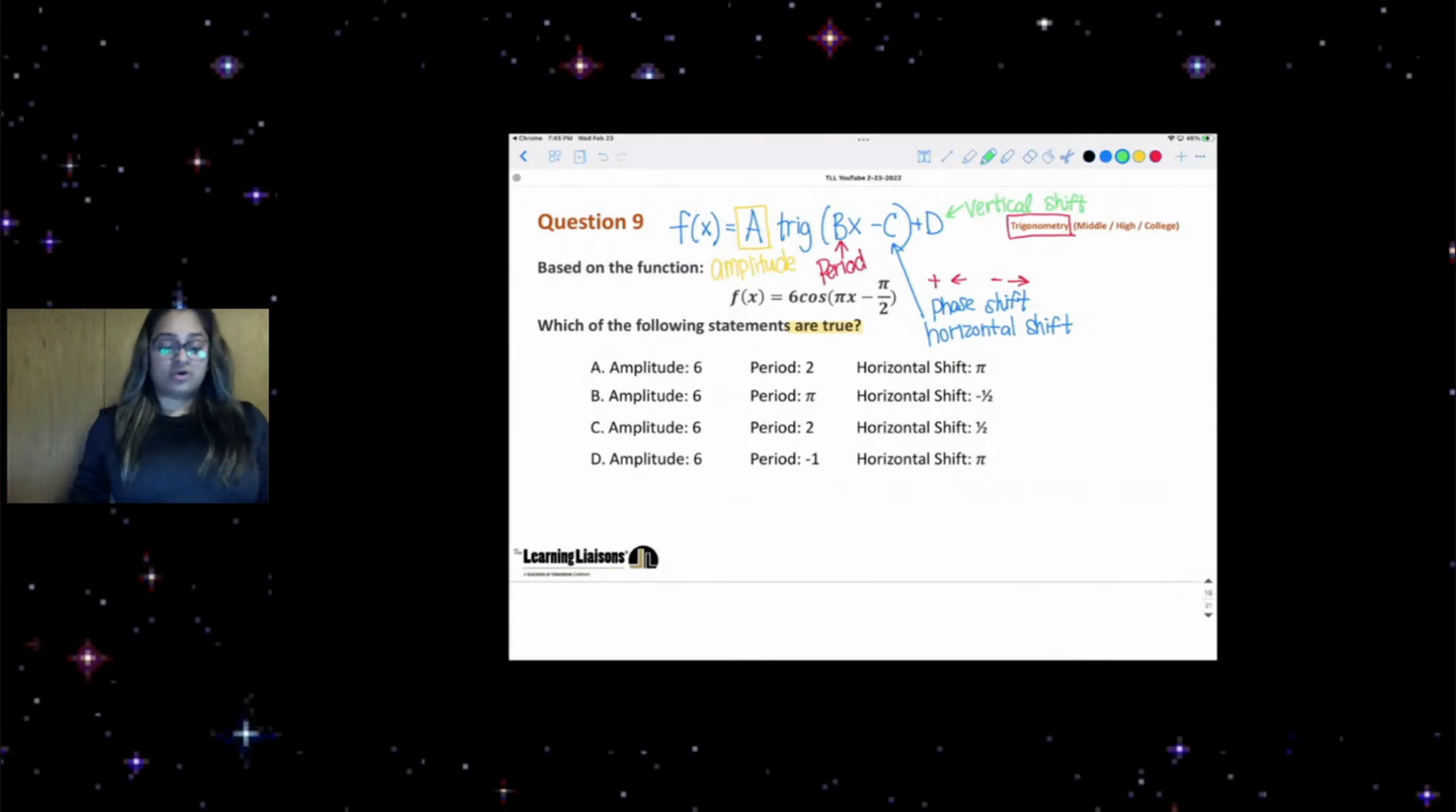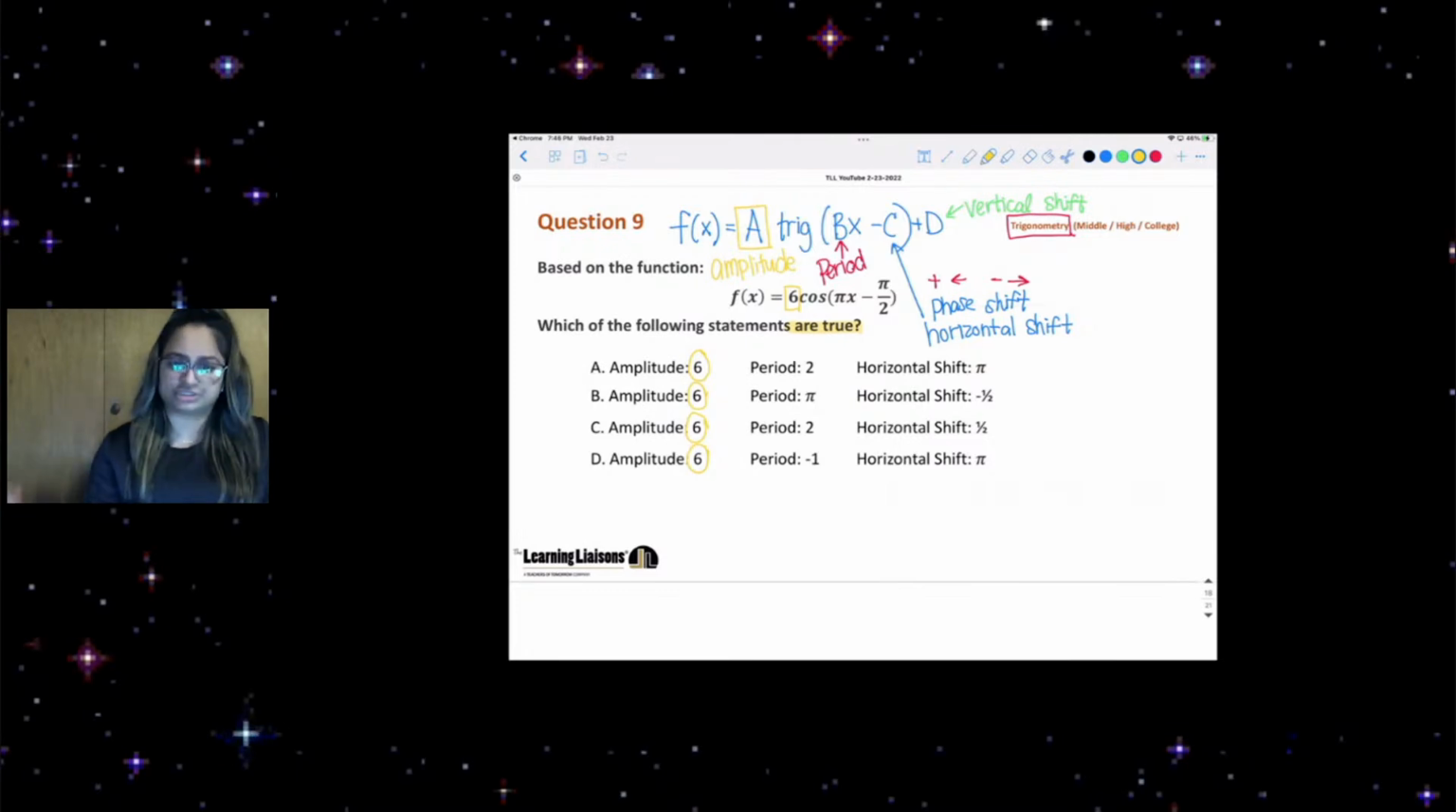Okay, so now we know all of the pieces to what we need to do. Let's start figuring it all out. Well, our amplitude is what? Our amplitude is 6. A is 6, B is 6, C is 6, D is 6. Oh, drats, that doesn't help us with anything because we still have all 4 answer choices. I'm going to skip the period and go to the horizontal shift.